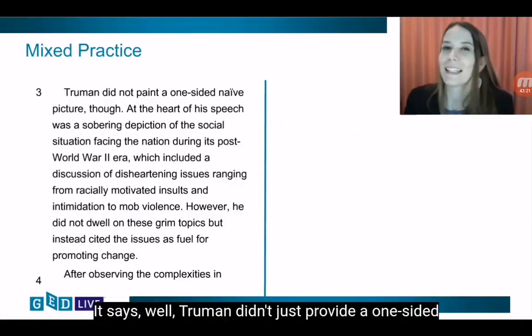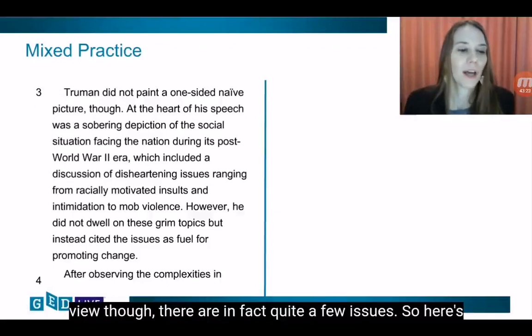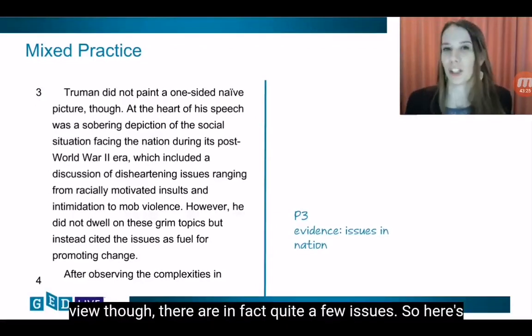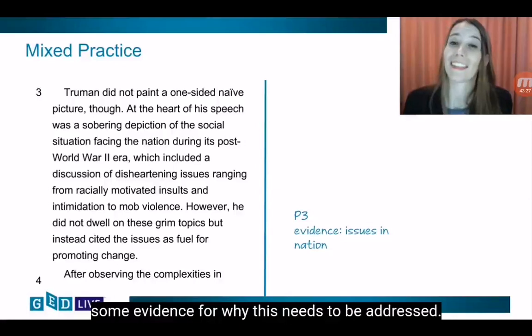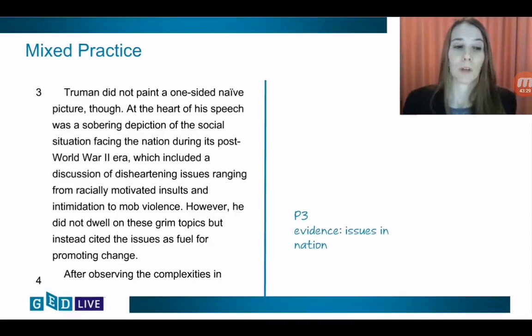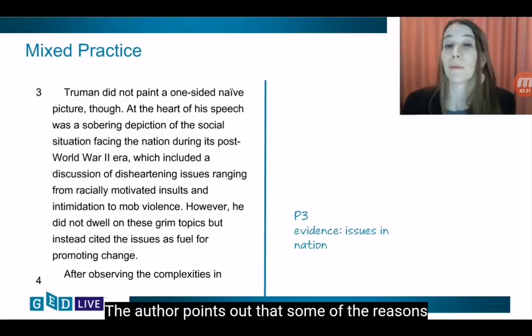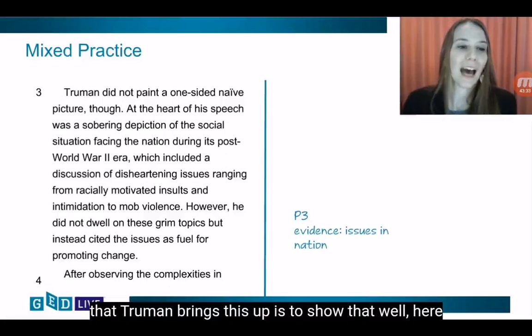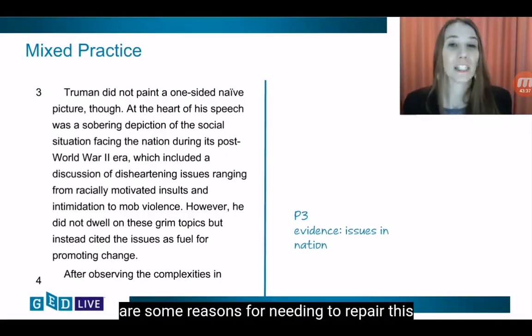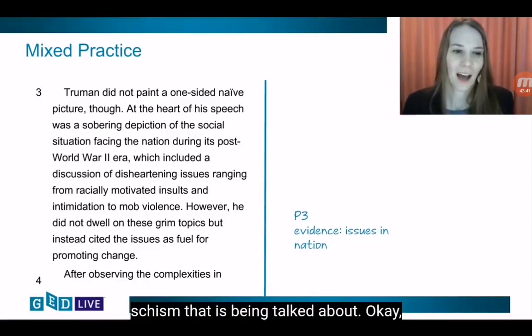Now we've got a contrast. It says, well, Truman didn't just provide a one-sided view, though. There are, in fact, quite a few issues. So here's some evidence for why this needs to be addressed. The author points out that some of the reasons that Truman brings this up is to show that, well, here are some reasons for needing to repair this schism that is being talked about.